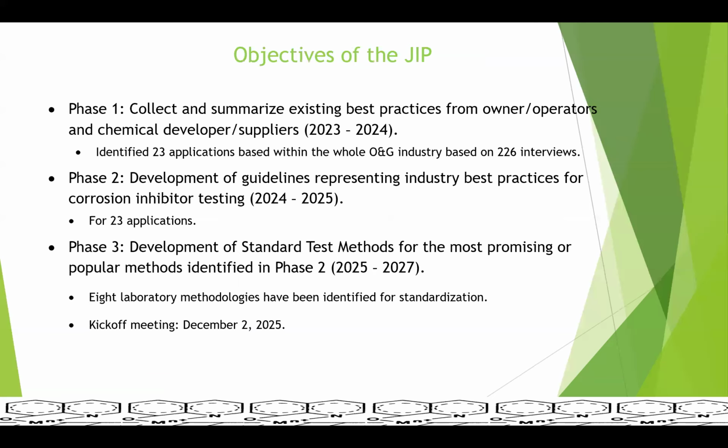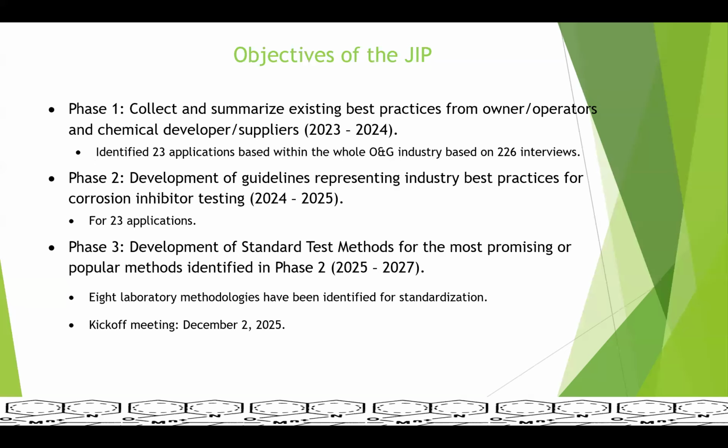When we started the JAP in 2023, the ultimate objective was to develop standard test methods. However, upon reflection, Trevor established that we had to do the JAP in 3 phases. In phase 1, let us collect and summarize the existing best practices from owner-operators as well as chemical developers and suppliers. That was phase one.